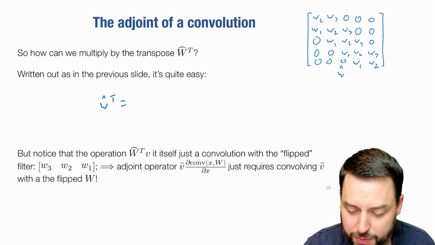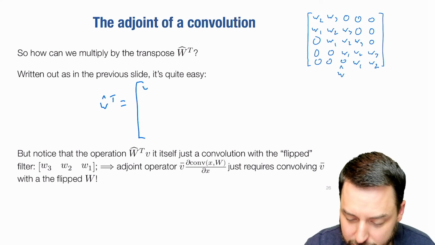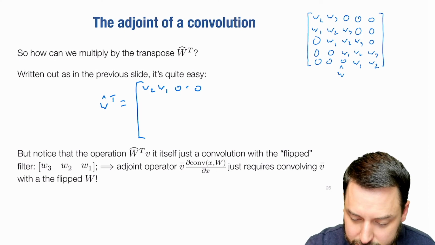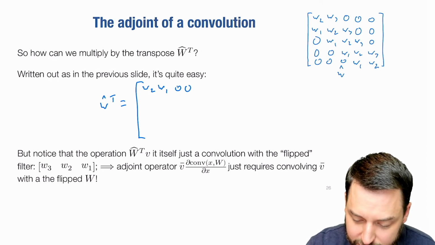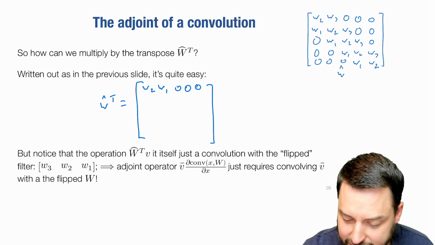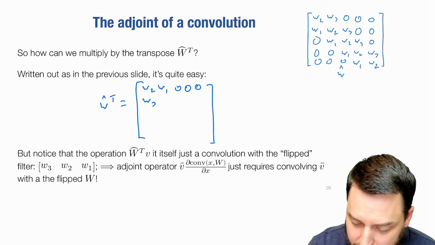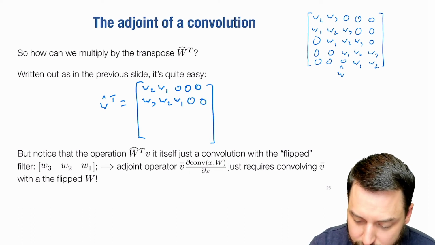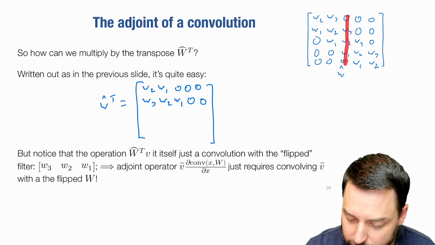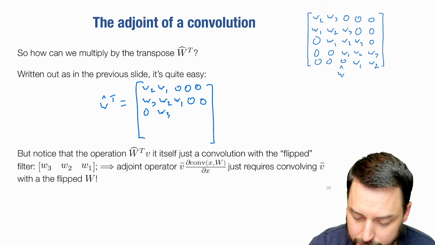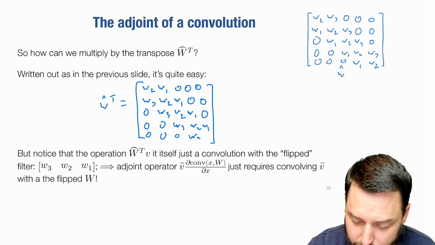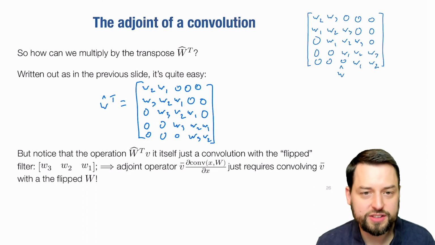Let's create W transpose. I'll call this W hat. So W hat transpose would be, well, what is it? The first row would be W2, W1, and then zeros. That's the first row, because that's this column here. The next row would be this column, so it would be W3, W2, W1, and 0, 0. Next, you would have this column, so that would be 0, W3, W2, W1, and 0. And then 0, 0, W3, W2, W1, and 0, 0, 0, W3, W2. Okay, so that's our transpose.